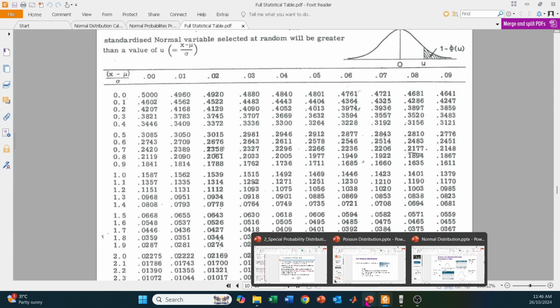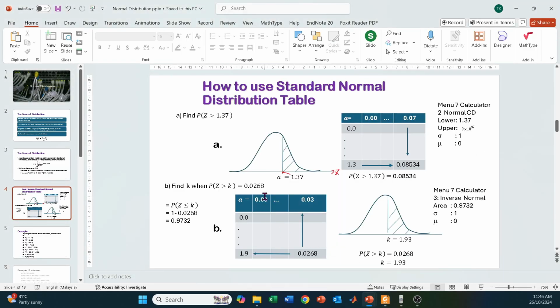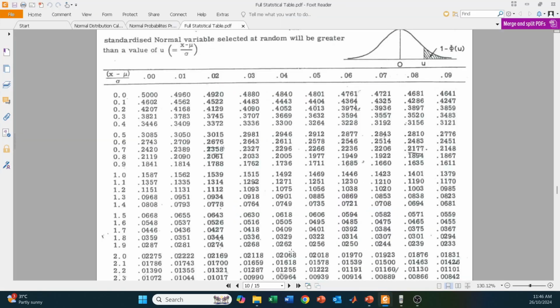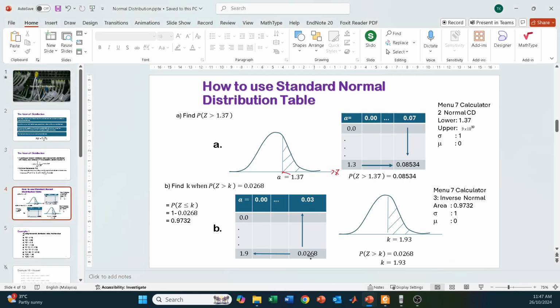0.0268, am I right? 0.0268 here. Okay. This value, 0.0268. So 1.93. So K is actually 1.93.